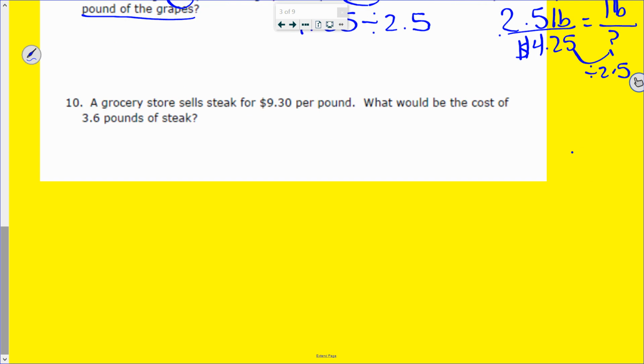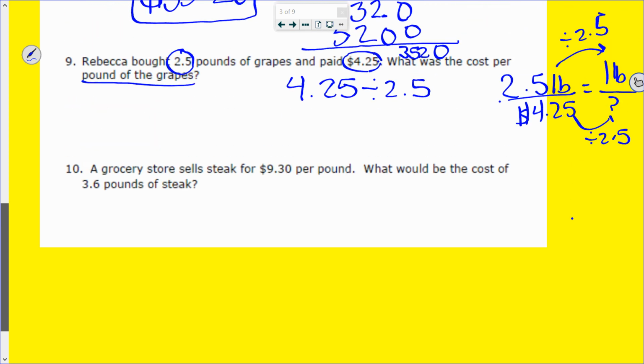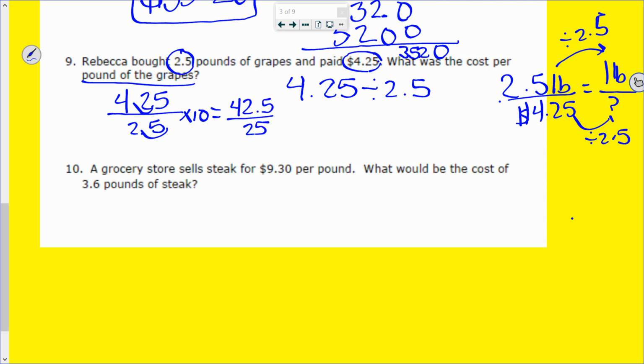The issue we have now is that I cannot have my divisor be a decimal. So I need to use my power of 10 to rewrite this. I need to move my decimal 1 time. So I multiply by 10, and my new problem is 42.5 divided by 25. So 42.5 divided by 25.